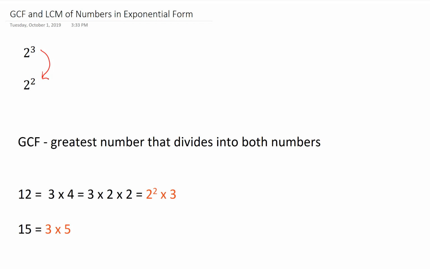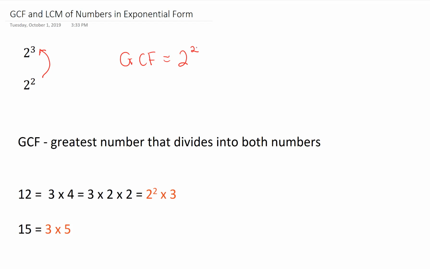Well, hopefully you figured out that 2 squared will divide into 2 cubed. 4 will divide into 8. So that's the greatest common factor. If we were to write this in exponential form, the greatest common factor would be 2 squared.